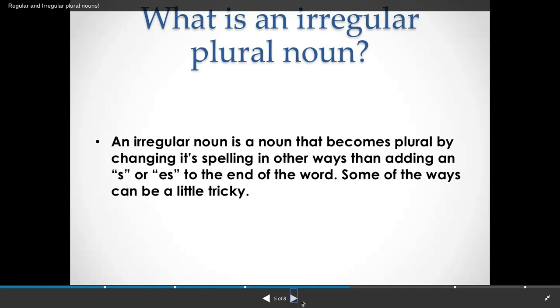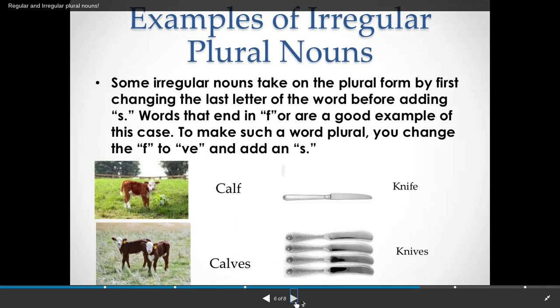An irregular noun, right, means that when we want to make a noun mean more than one, we can't add just an S or an ES. We might actually have to change the word. We might have to add letters. We might have to use a completely different word. So they can be a little tricky sometimes.